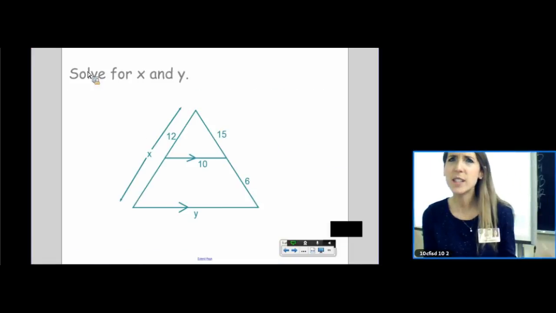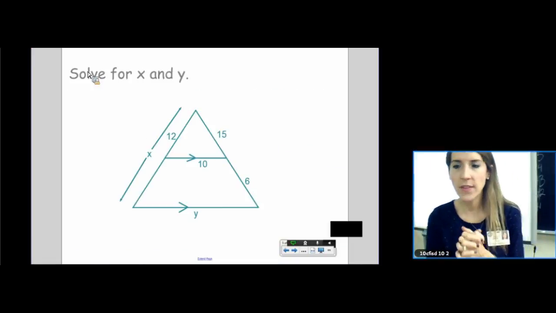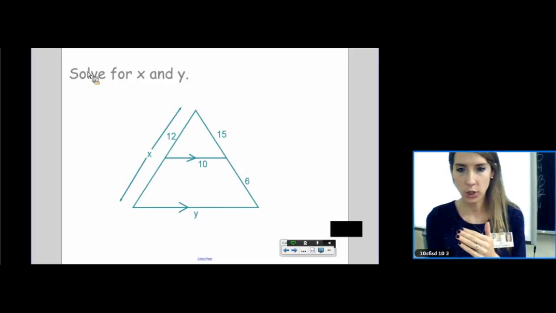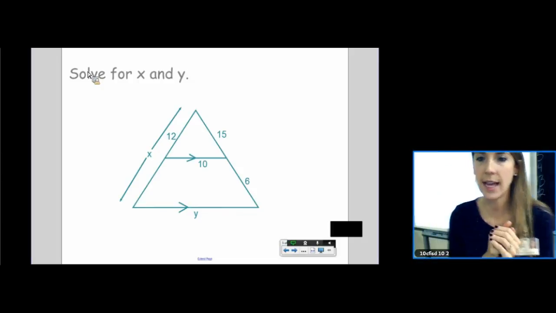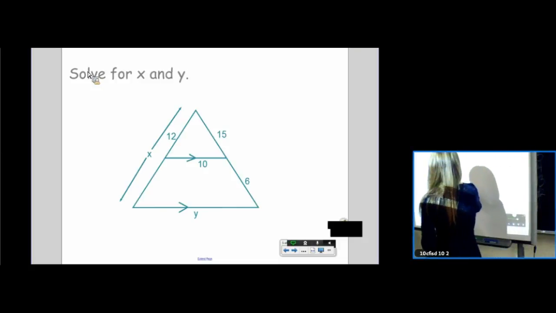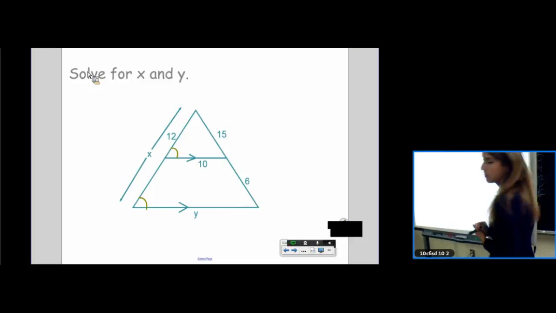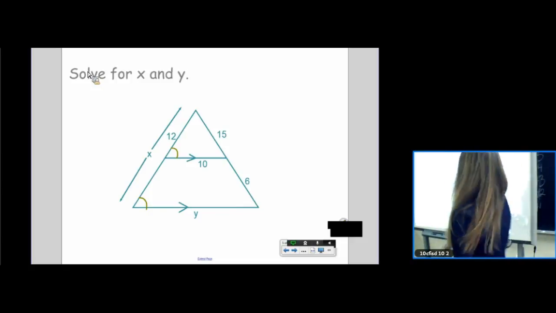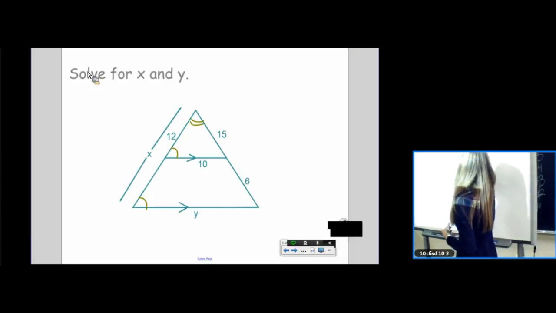Alright, so first of all, we need to confirm that these triangles are similar. If they are similar, then we can use proportions to solve for our missing side lengths. So we've got parallel lines. I know that corresponding angles are congruent. When I have parallel lines, I could mark the other ones as well. But I also have this shared angle right here. Alright, so they're similar by angle.